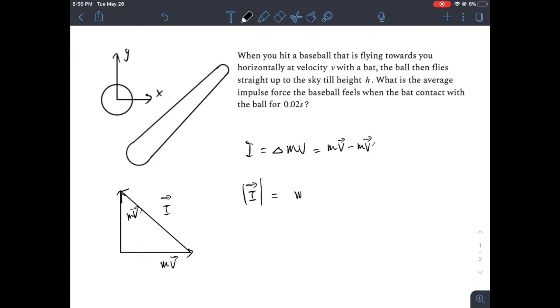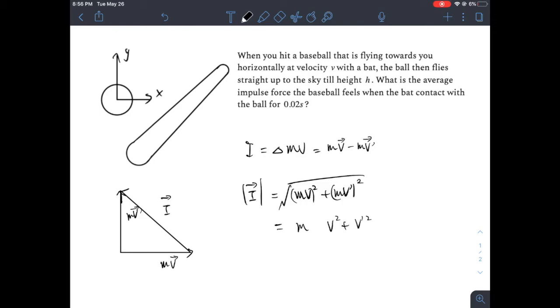So the magnitude of impulse, using the Pythagorean theorem, will be the square root of (mv) squared plus (mv prime) squared. So we know v, but we don't know v prime. So how are we going to solve for v prime?